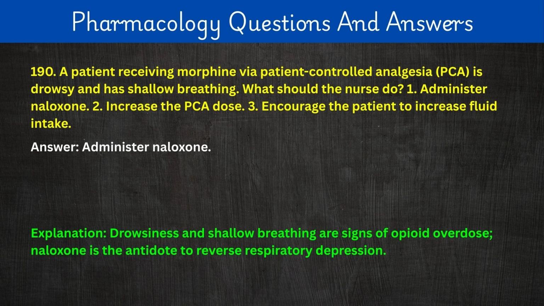190. A patient receiving morphine via patient-controlled analgesia, PCA, is drowsy and has shallow breathing. What should the nurse do? 1. Administer naloxone. 2. Increase the PCA dose. 3. Encourage the patient to increase fluid intake. Answer: administer naloxone. Explanation: drowsiness and shallow breathing are signs of opioid overdose. Naloxone is the antidote to reverse respiratory depression.